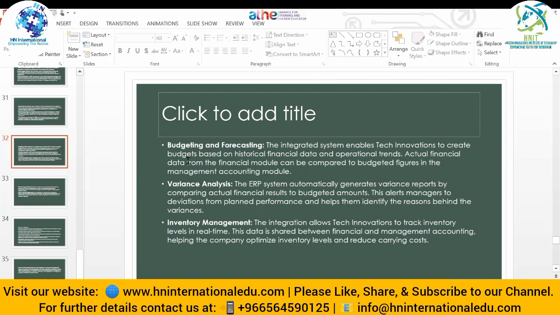Then we have inventory management. The integration allows Tech Innovations to track inventory, that is stock levels, in real time. This data is shared between financial and management accounting, helping the company optimize inventory levels and reduce carrying cost.